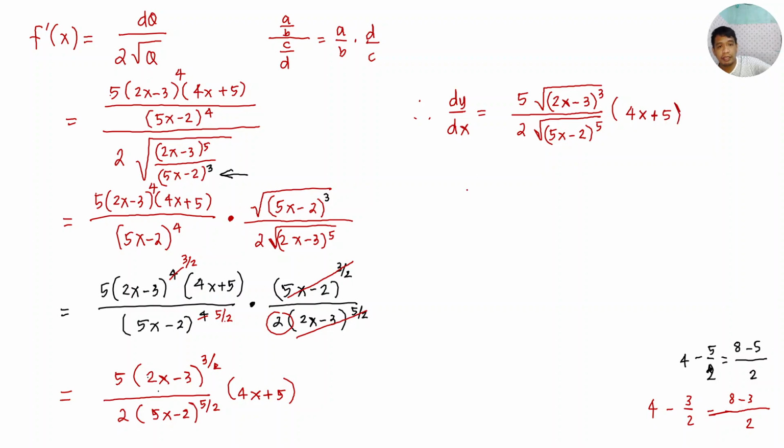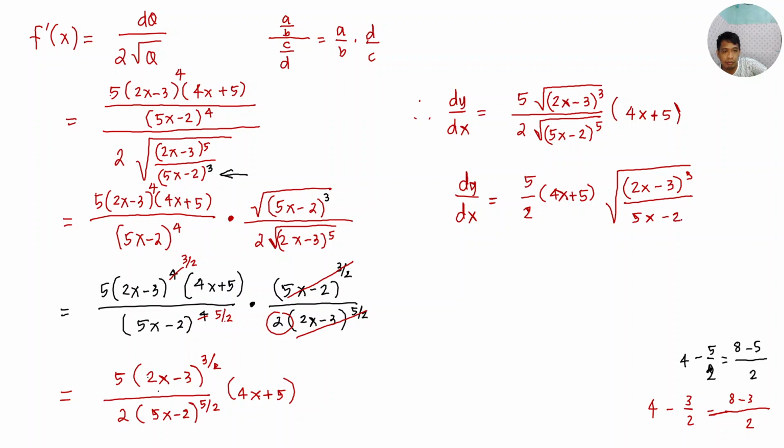Or, pwede natin siyang i-rewrite as dy dx is 5 over 2 times 4x plus 5 square root of 2x minus 3 to the third all over 5x minus 2 to the fifth power. So that will be our final answer there.